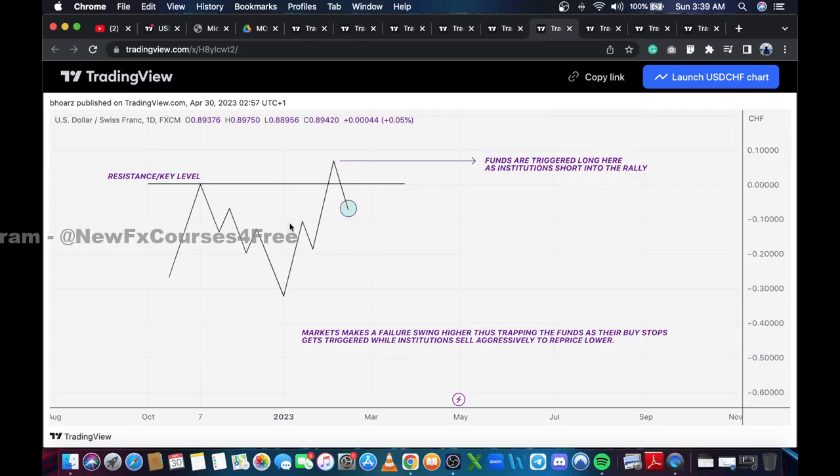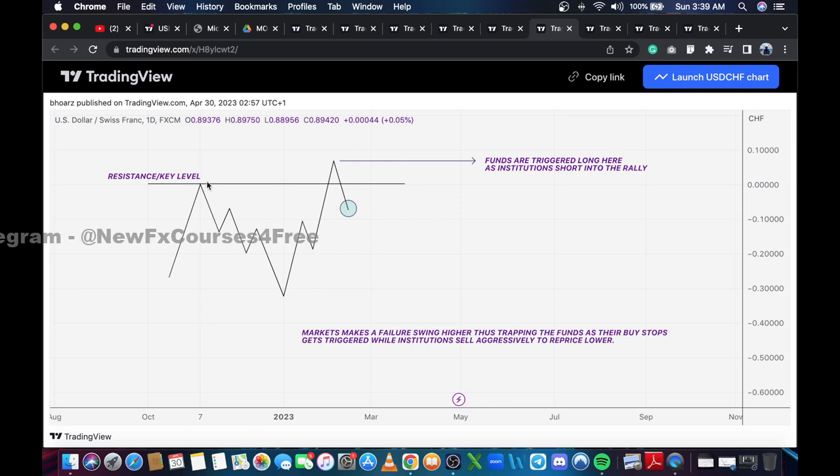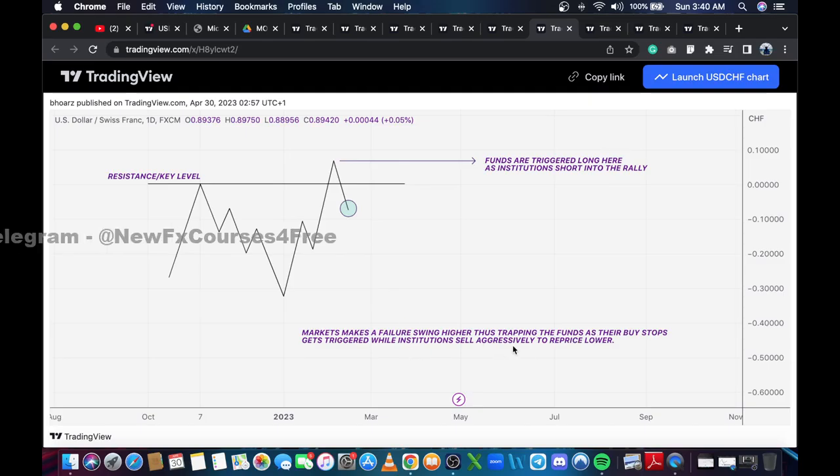Now, anyone who was wanting to be short here is shaken out of the shorts because of the way the market traded through the key level. And then the funds or unwilling liquidity looking to continue the trend trade long above that resistance or key level. Okay, so as the market rallies, they go to the marketplace with their market orders to go long. So the market makes a failure swing higher, thus trapping the funds as their buy stops get triggered, while institutions sell aggressively to price lower.